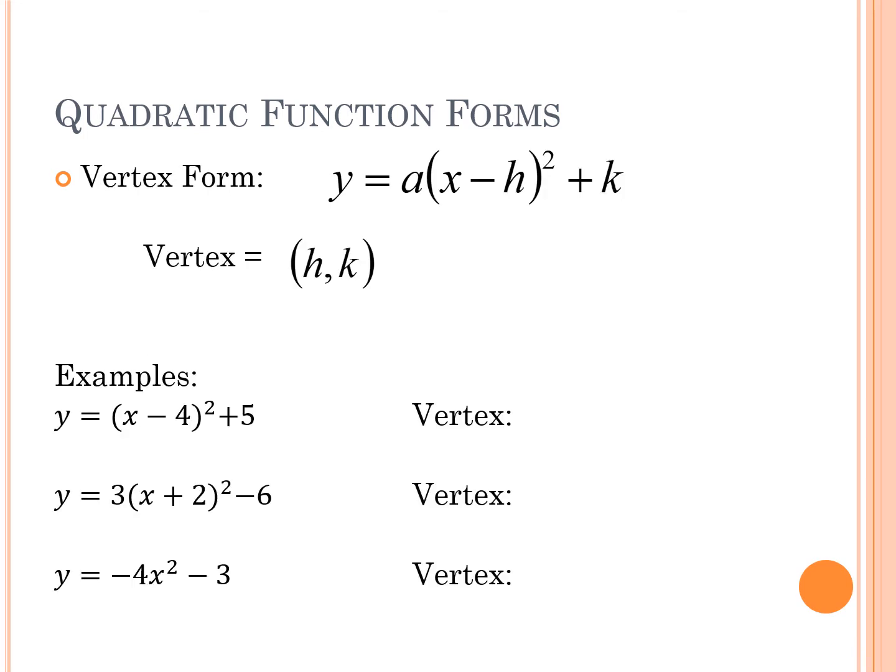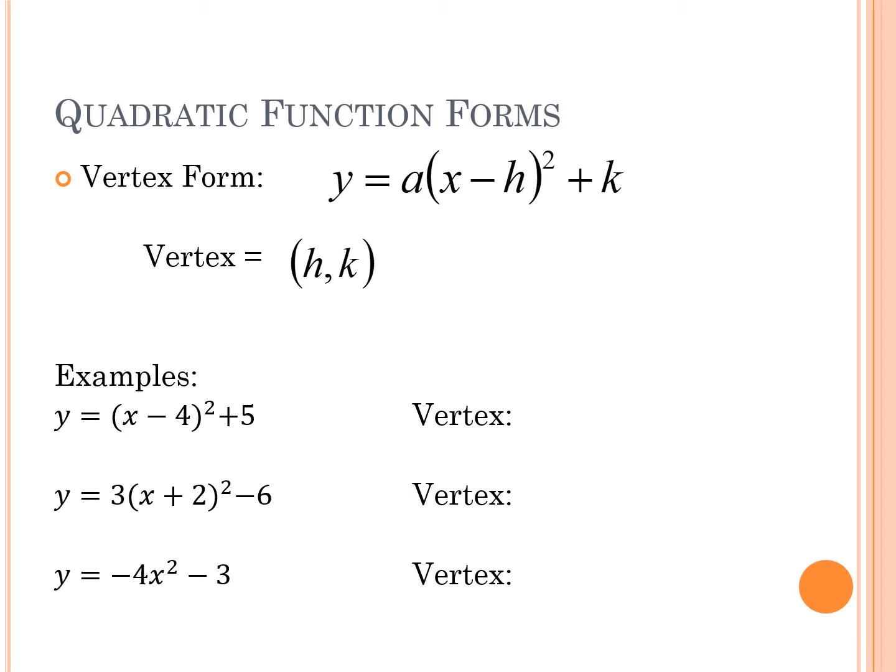Now, vertex form is called vertex form because the vertex is very easy to pull out from that equation. We've got h and k, which are going to be the coordinates of the vertex. And this is a nice way that you can write out a quadratic equation because the vertex values are given right there in the equation.